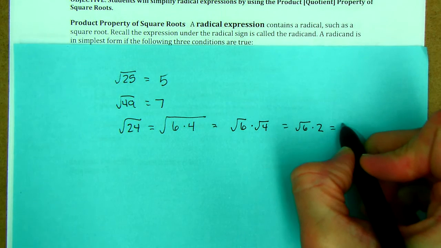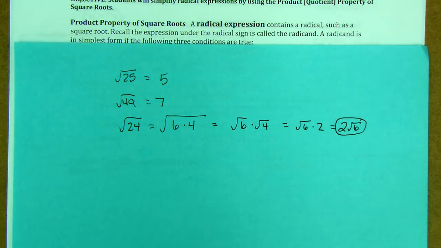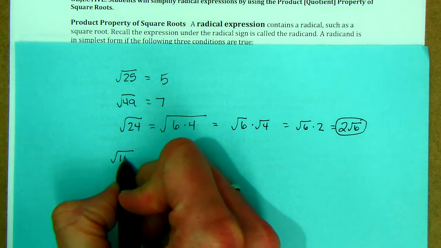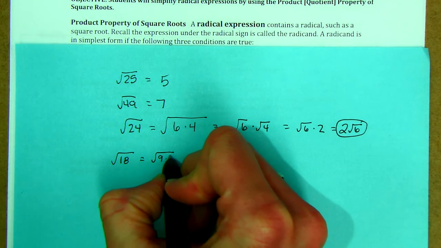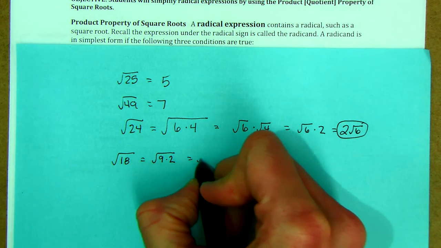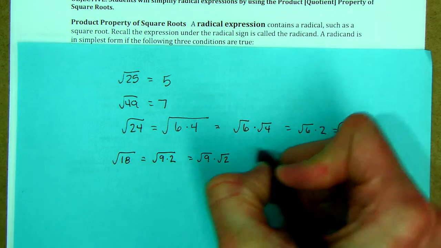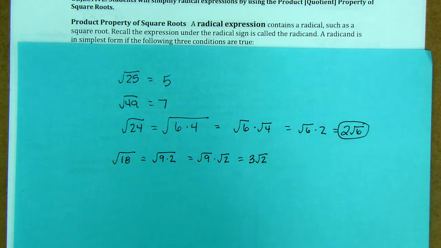Okay, so let's try another one. How about the square root of 18? The square root of 18 is the same as 9 times 2. Now, 9 is a perfect square. So this is the square root of 9 times the square root of 2, or 3 times the square root of 2. Now, that's fine and dandy, but some people really struggle saying, oh, I know that 9 goes in there, or I know that 16 goes in there, or 25, or 64, or 81, and they struggle a little bit. So I want to show you another way.